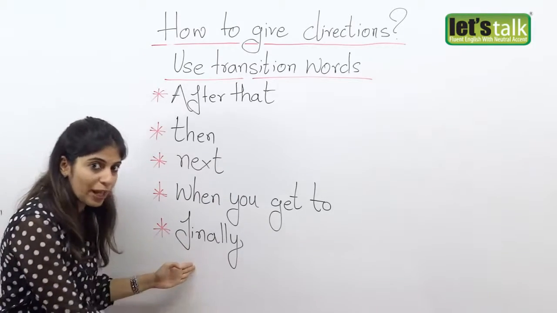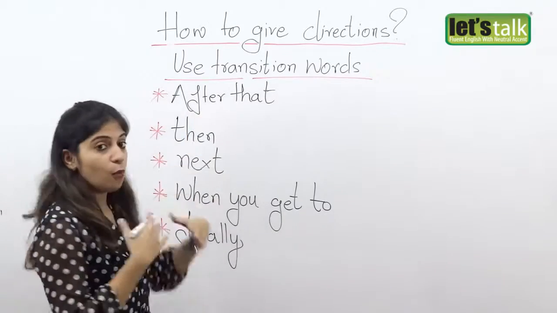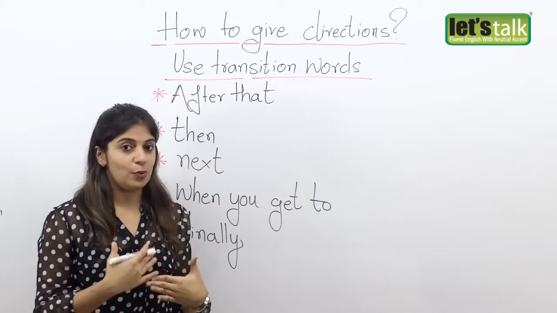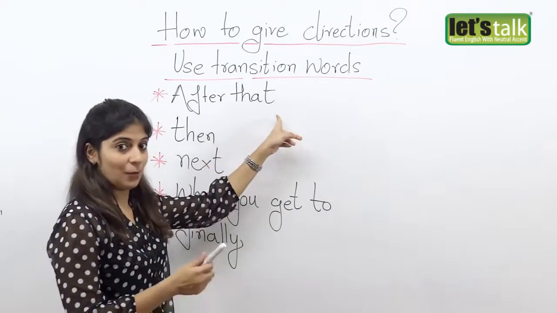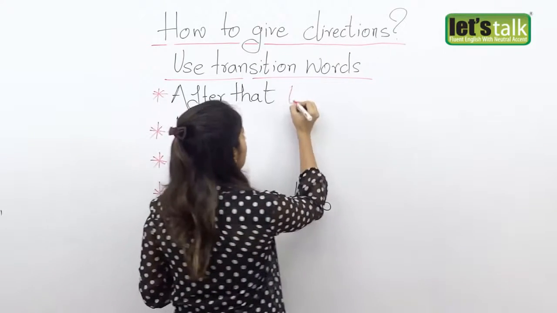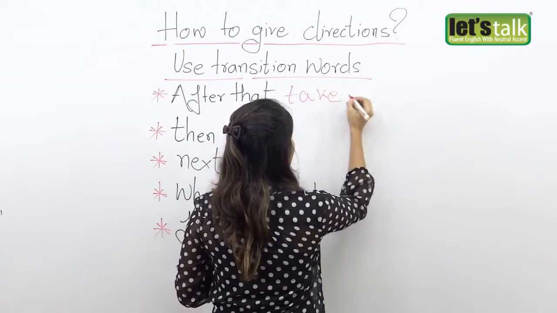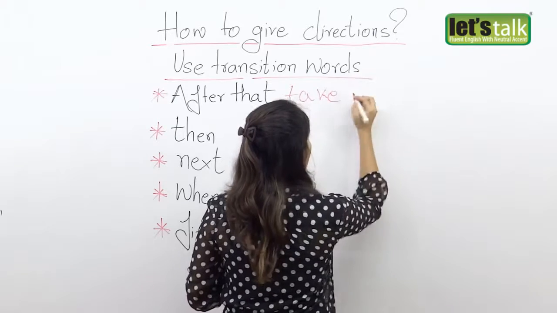So how you'll break this up: now you start giving directions. You would say you turn left. After that, you take road number 1.